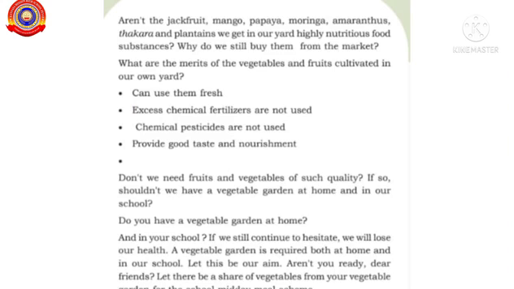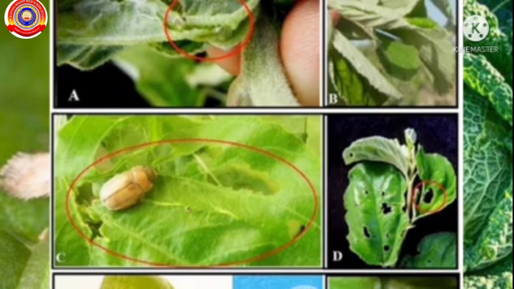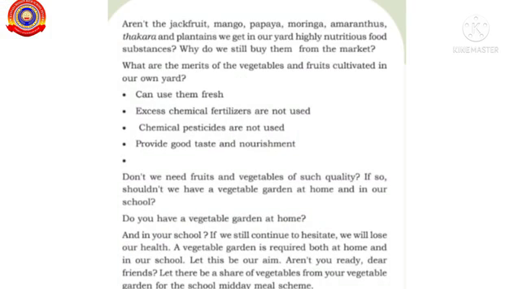What is the third one? Yes, chemical pesticides are not used. Like chemical fertilizers, farmers also use chemical pesticides to kill the pests, that means insects, which destroy the crops. If we cultivate in our own yard, we can avoid the use of chemical pesticides.